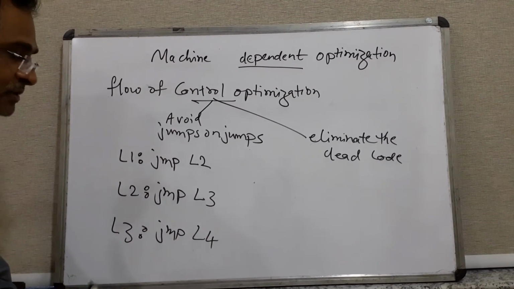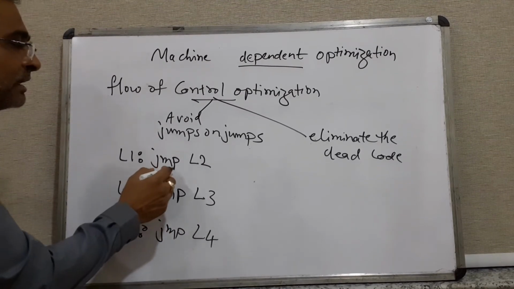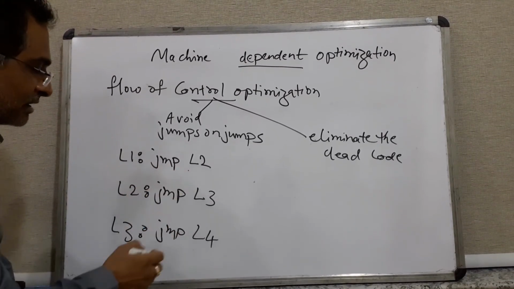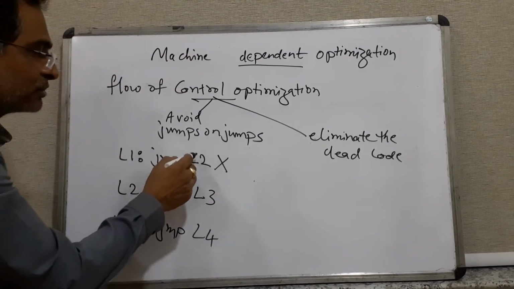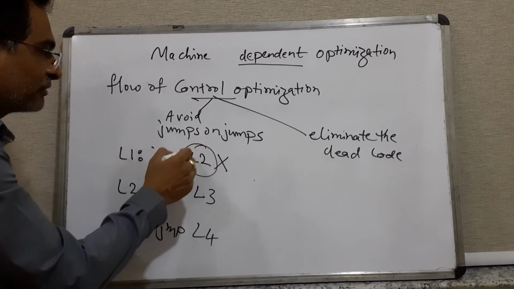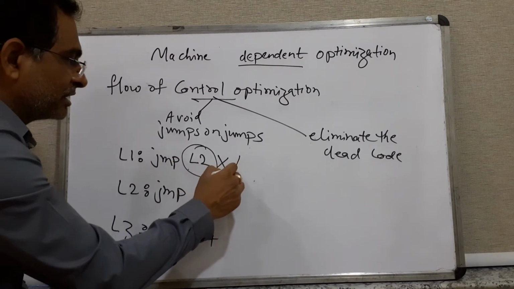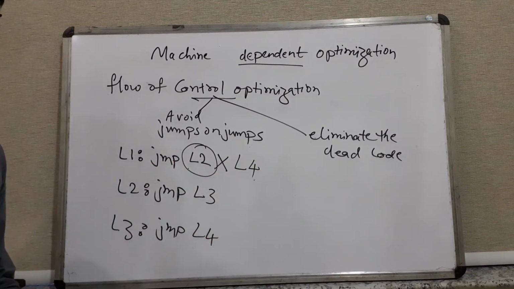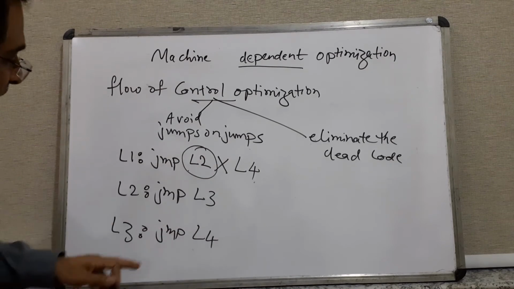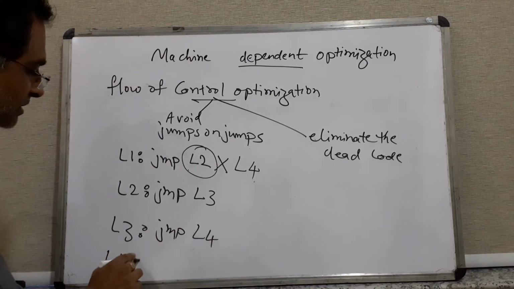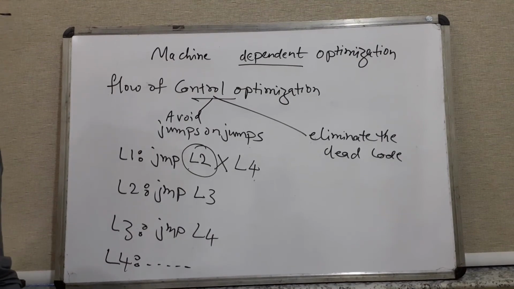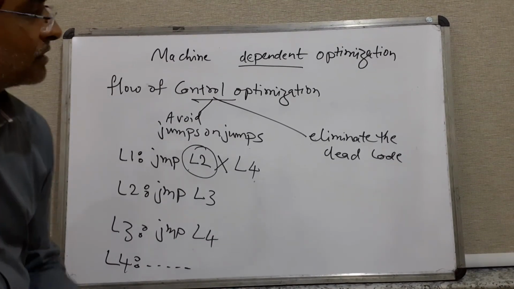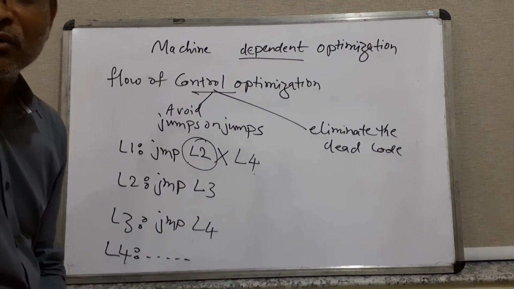So instead of writing this statement, this is incorrect. What we should do is, instead of putting jumps on jumps, directly say jump to L4. So it will directly make a jump to L4, and the instructions which are there will be executed. Next is eliminating the dead code.